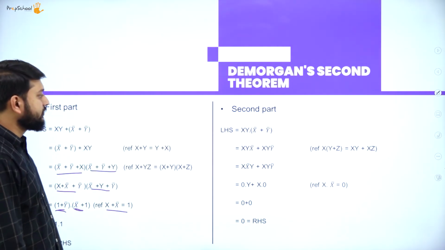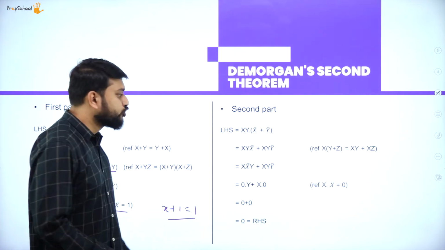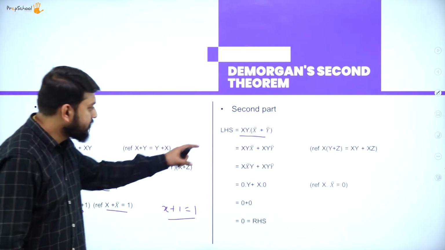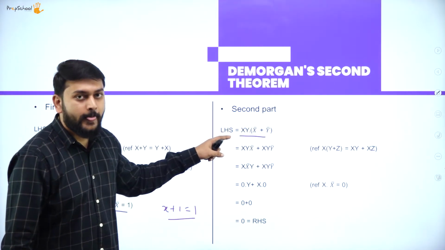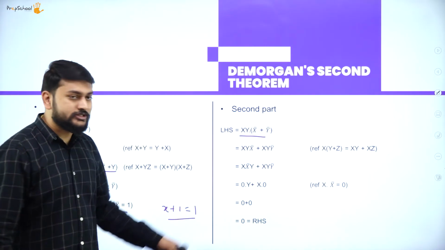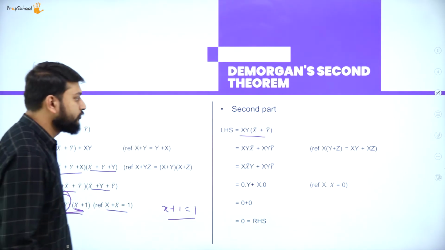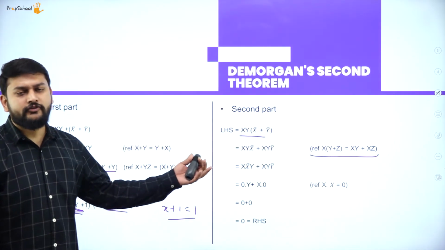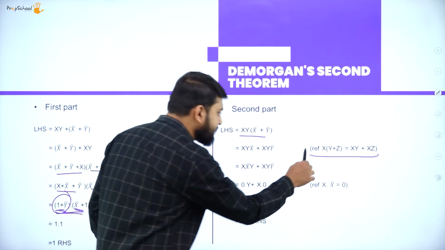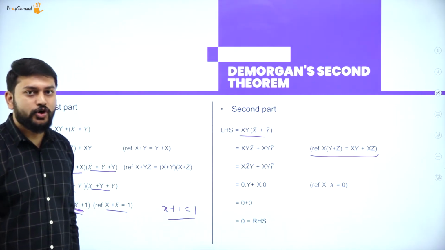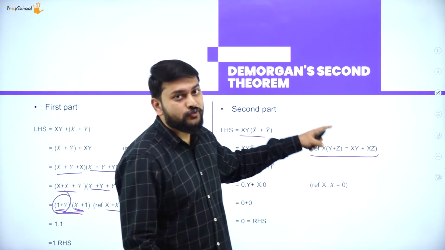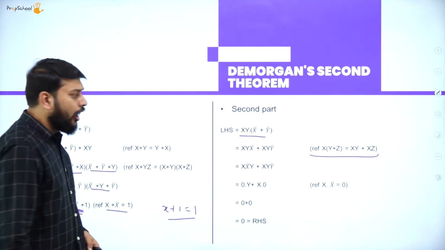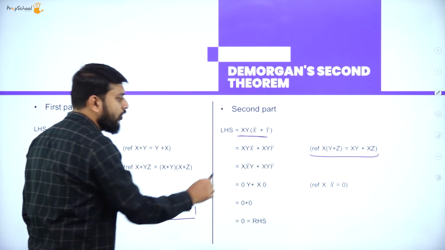Let's start and prove the second part. So please understand, this is what I have: x into y into x' plus y'. I need to prove this as 0. All right, so how do we prove that? For that, you need to remember this law, which we are familiar with: x into y plus z is equal to x into y plus x into z. So how do we convert according to this law?